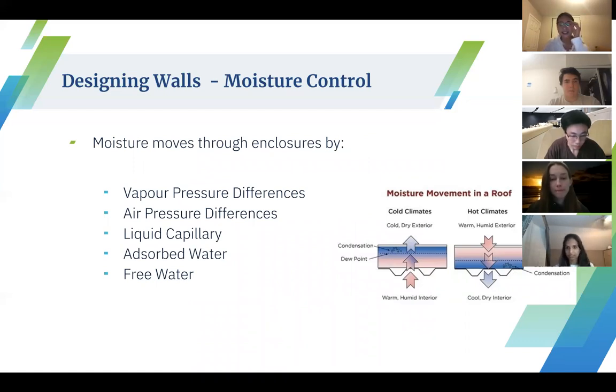So also to design walls, we need to control the moisture that moves through the building. Moisture can move through enclosures by vapor pressure differences, air pressure differences, liquid capillary, adsorbed water, and free water. What we're really trying to do is reduce the amount of water that needs to move through the building through these processes. Next slide.